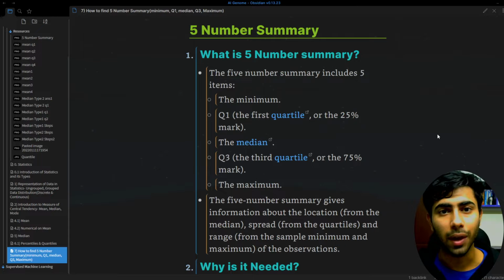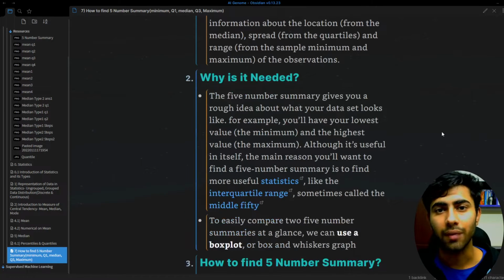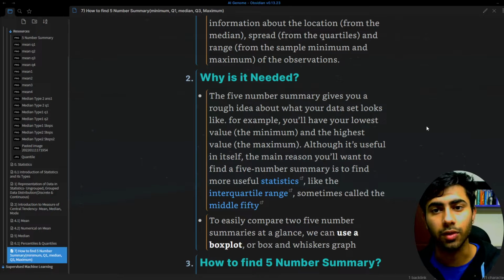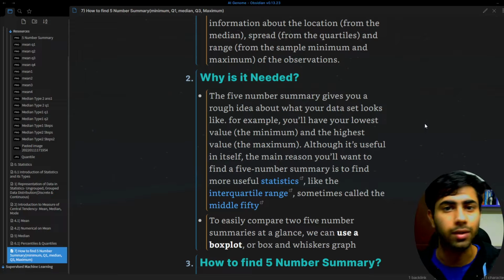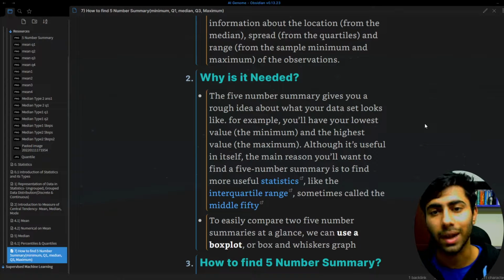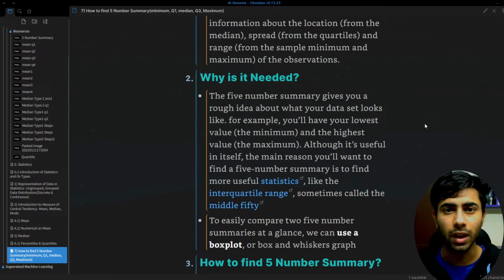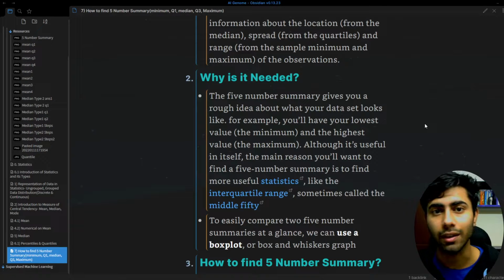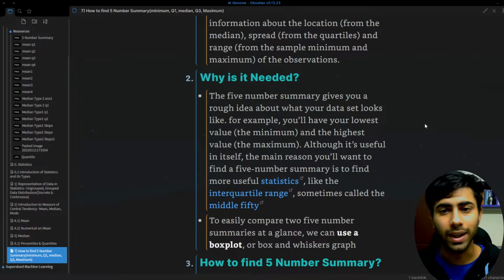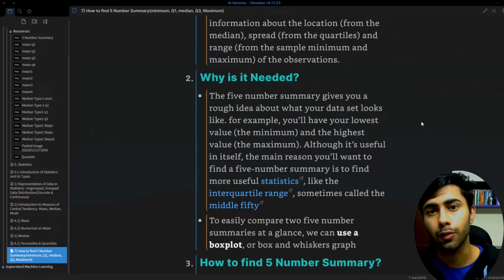So why do we need the five number summary? First of all, five number summary easily gives us a brief summary about all the important points related to our data set. You will get the idea about the 25th percentile, 75th percentile, your minimum value and your maximum values. Also, you can calculate other statistical measures like your interquartile range or your middle 50. Also, you can compare different five number summaries using your box plots or your box and whiskers graph.